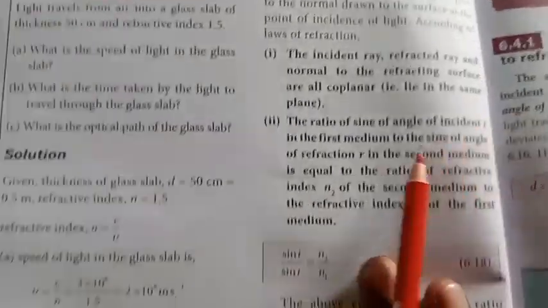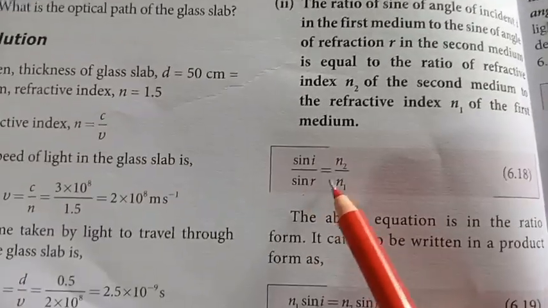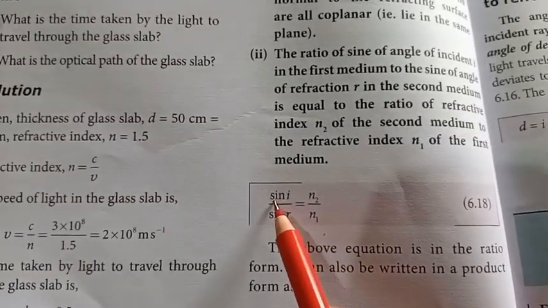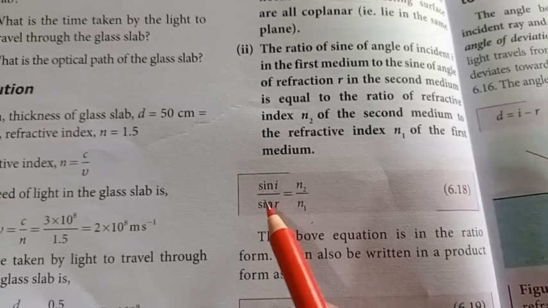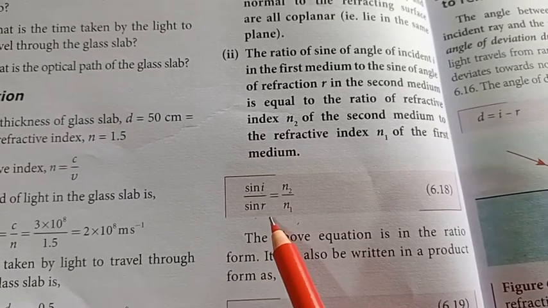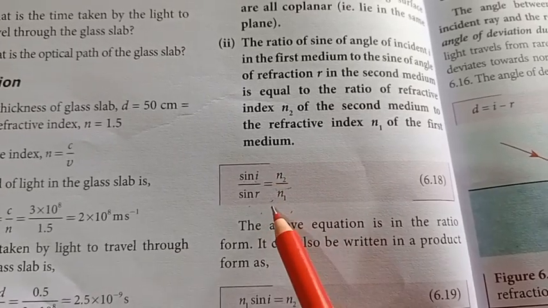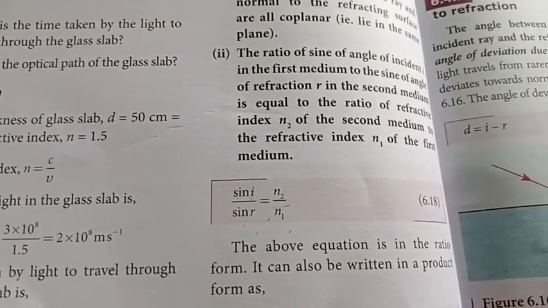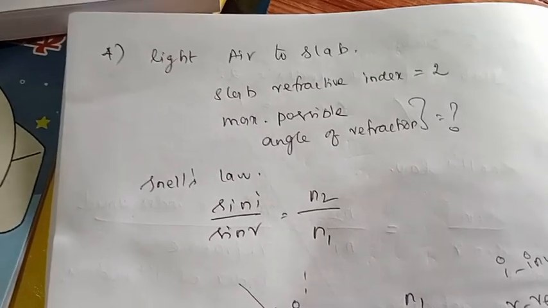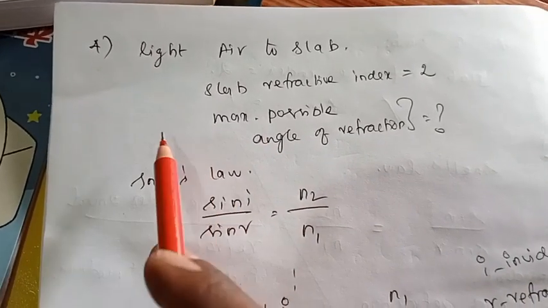Now we know Snell's law: sin I by sin R equals N2 by N1. That means the sine of the incident angle in the first medium to the sine of the refraction angle R in the second medium is equal to the refractive index of the second medium to the refractive index of the first medium. I hope you understand these basic ideas. Now we are going to decode the given particulars in the question.